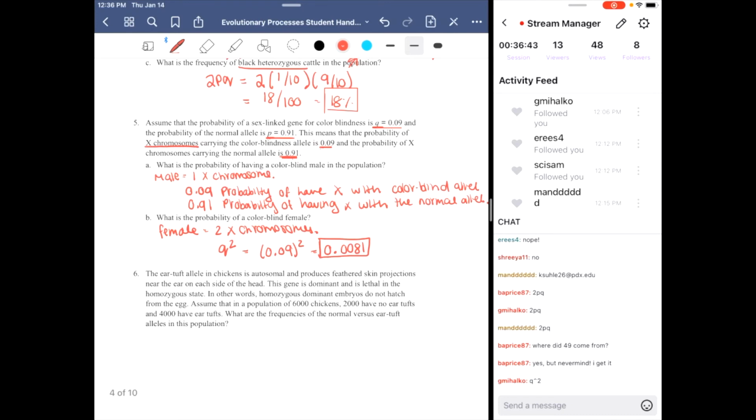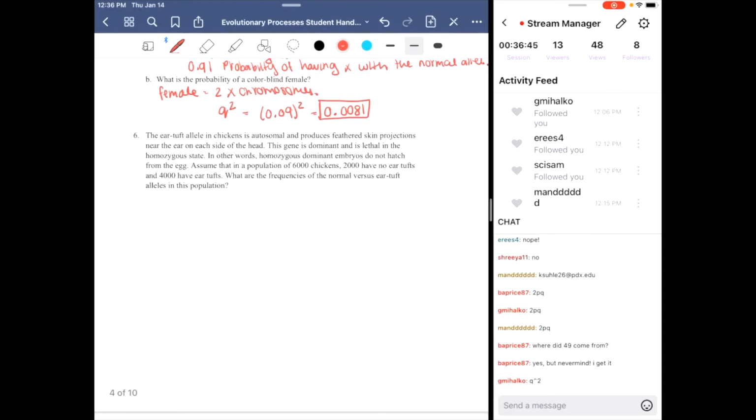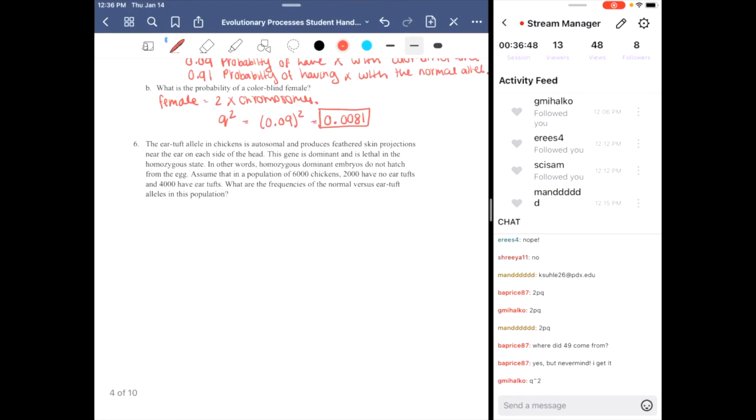Okay, let's go to question 6. The ear-tuft allele in chicken is autosomal and produces feathered skin projections near the ear on each side of the hen. For this, I would probably highlight ear-tuft allele, autosomal. That's probably all I would highlight. And then it says that this gene is dominant, so this is another thing that I would highlight, and is lethal in a homozygous state.